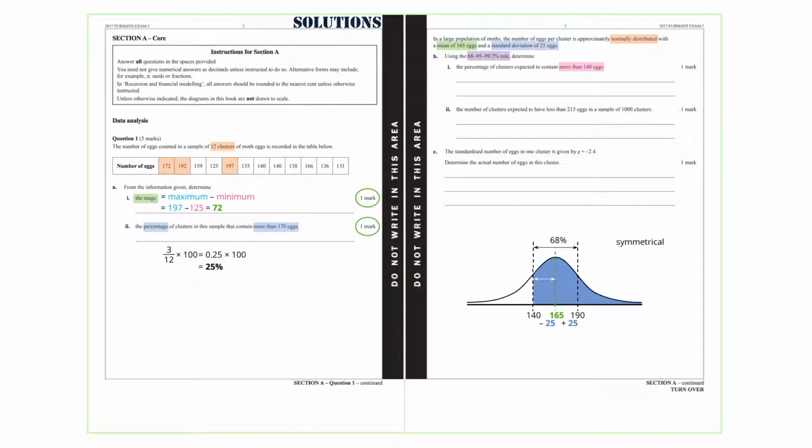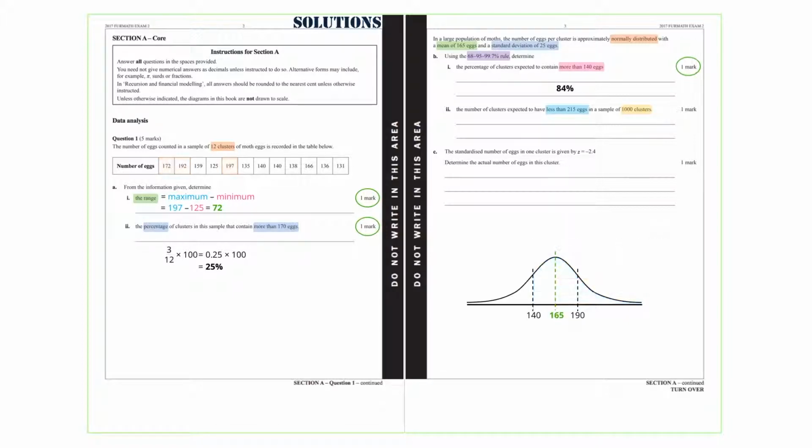We also know that to the right of the mean, we have 50% of the data. So we have 34 plus 50, which is 84%. This question is worth 1 mark, and this is going to be again an answer mark. Part 2I. Determine the number of clusters expected to have less than 215 eggs in a sample of 1000 clusters.